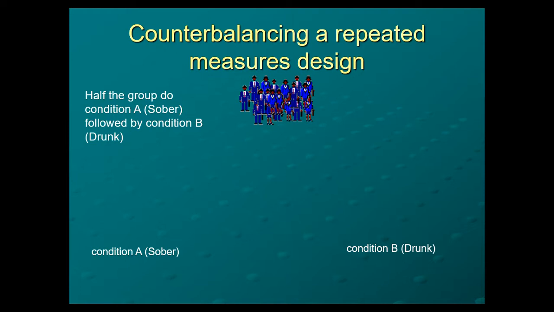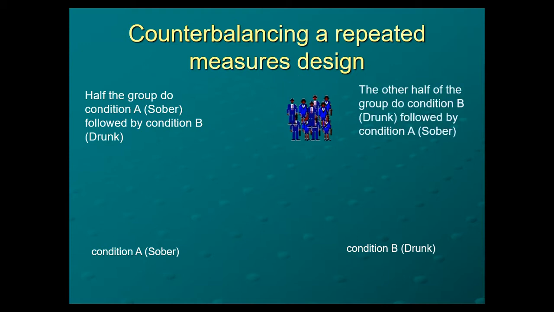So what you would do in this case is you could get half the group to do condition A first, followed by condition B. You would then get the other half of the group to do condition B first, followed by condition A. Which is the acronym ABBA. So A then B and then B and then A. What this is counterbalancing, and it tries to reduce the order effects, which is an issue that you might have if you're using repeated measures design.